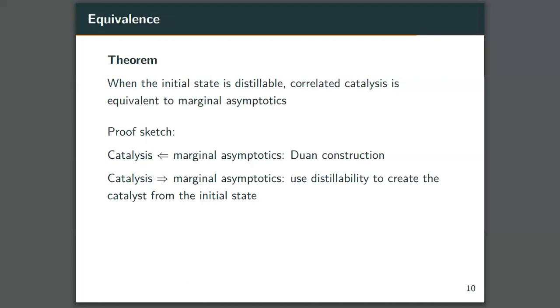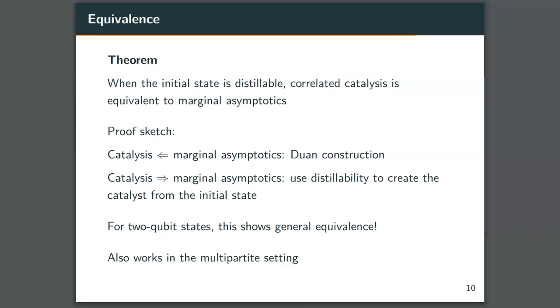You might look at this and be unhappy because, okay, sure, but you're doing things for mixed states, where bounds are difficult, and you're assuming distillability, so it's getting around the hardness. But one thing I would say to that is that, at least in some settings, for two-qubit states, this is a general equivalence, because there are no bound entangled states. So you can transform one two-qubit state into another two-qubit state by catalysis if and only if you can also do it in this marginal asymptotic setting.